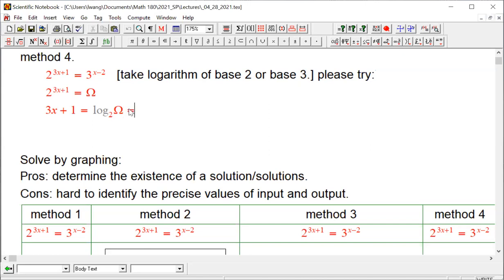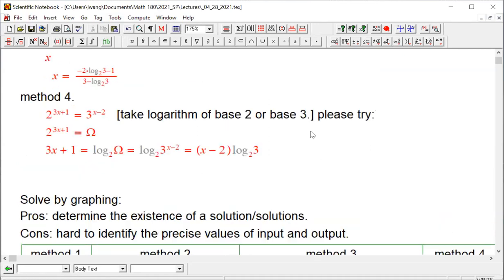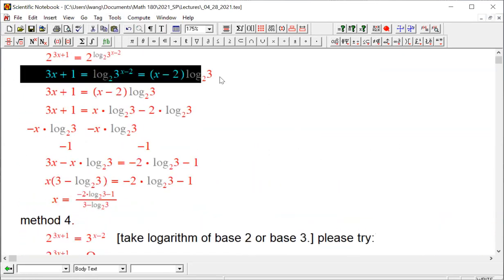But this omega is really what? It's really long. This omega is really this guy, right? And then you're gonna bring the power to the front of it, and then you're gonna have a log base 2 of 3 right there. So you're getting exactly where it was here. You follow me?